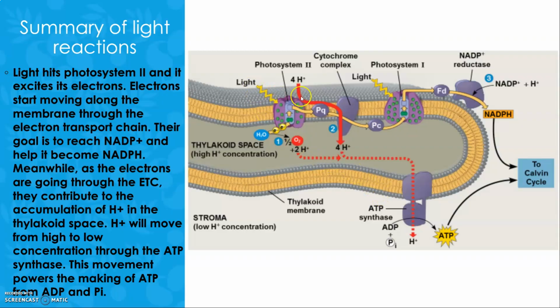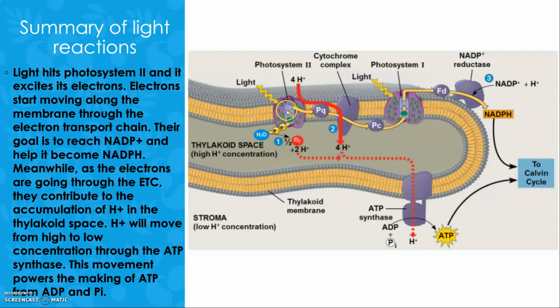Okay, light hits photosystem 2, the primary protein in the system. The electrons go from ground state to excited state. As soon as they are excited, they start to move along this membrane electron transport chain. When the electrons move from here onto here and so forth, that's called the electron transport chain, or ETC, a chain that transports electrons throughout the membrane.